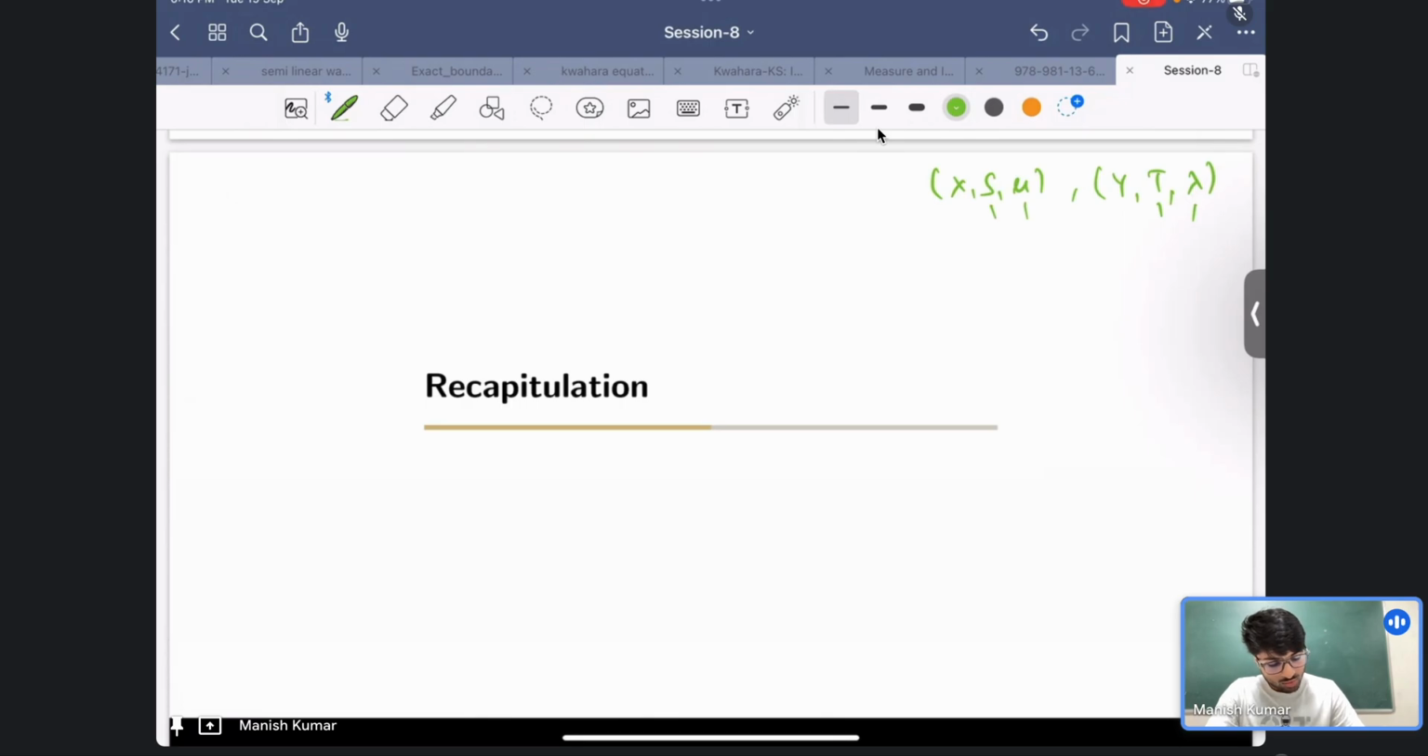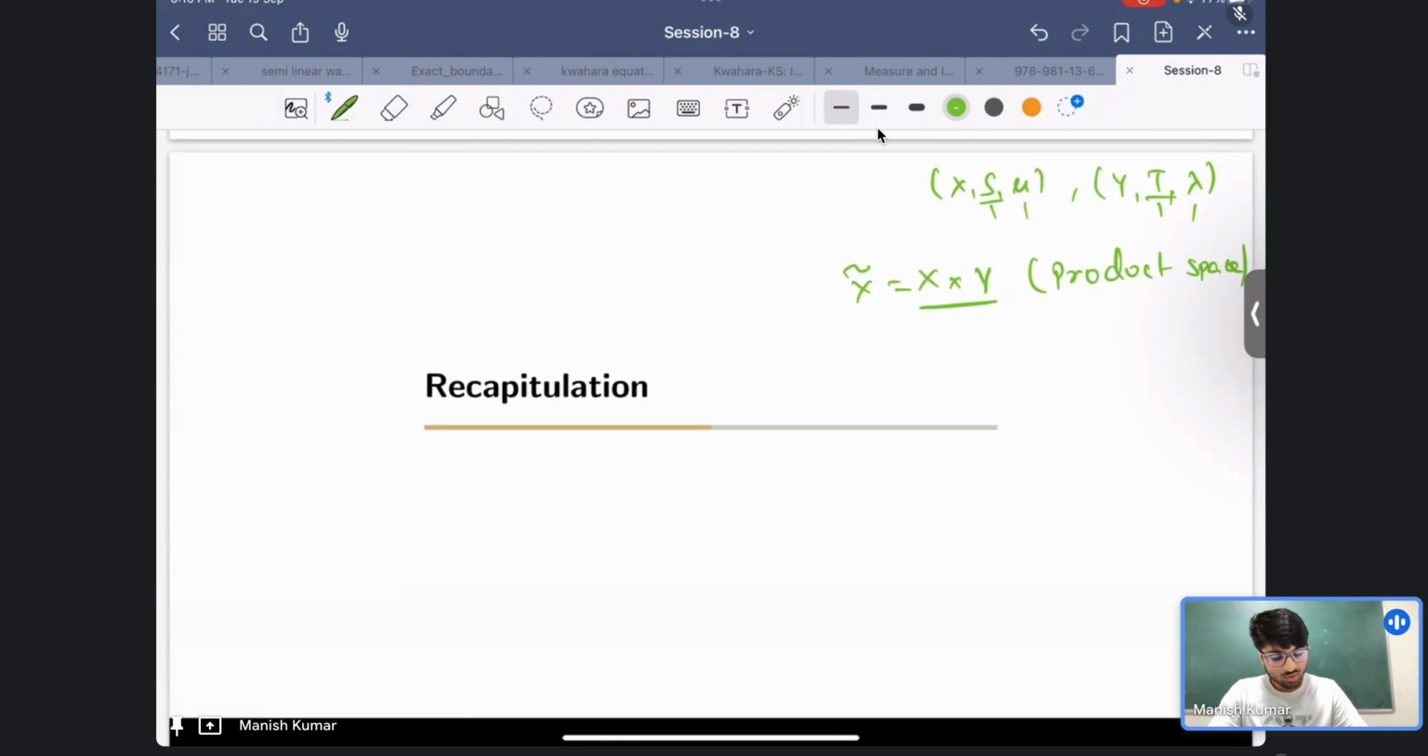Okay. So now the question is, what will be the natural sigma algebra on this X cross Y? This is again a space. So let's say this is X tilde. This is my new space, and this is called the product space. Now the question is, what will be the natural sigma algebra which should come from this S and T? And what will be the measure defined on that sigma algebra?